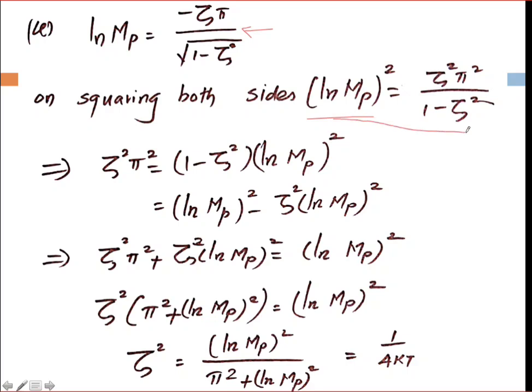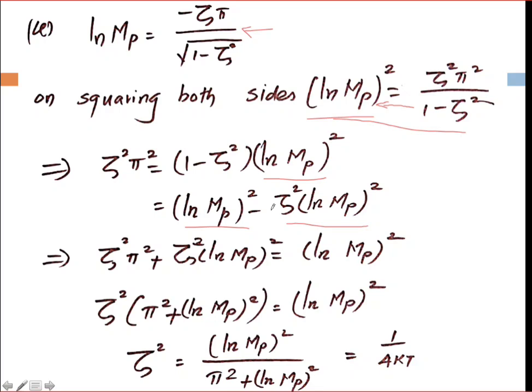Now we are going to cross multiply this equation, that is, we are going to multiply these two terms. When you do this, we will get zeta square pi square is equal to (1 minus zeta square) times (natural logarithm of Mp) the whole square. So you can multiply (ln Mp) square inside this bracket, and you will get (ln Mp) square minus zeta square (ln Mp) square.